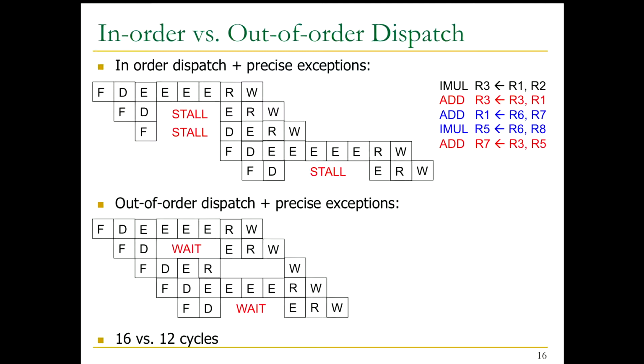Does that make sense? Basically, instead of stalling an instruction that's independent, you're clearing the way for that instruction by moving the dependent instructions into the rest areas. That's the idea. And the rest areas are called reservation stations. And you can see the benefit over here. It takes, in this case, 12 cycles to execute this code as opposed to 16 cycles. That's 25% performance improvement, which is not bad.